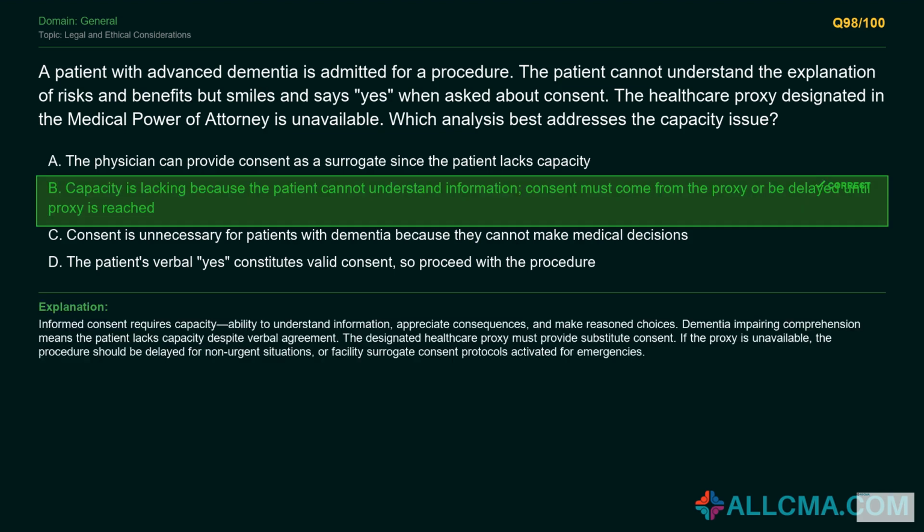The correct answer is B. Informed consent requires capacity: ability to understand information, appreciate consequences, and make reasoned choices. Dementia impairing comprehension means the patient lacks capacity despite verbal agreement. The designated healthcare proxy must provide substitute consent. If the proxy is unavailable, the procedure should be delayed for non-urgent situations, or facility surrogate consent protocols activated for emergencies.